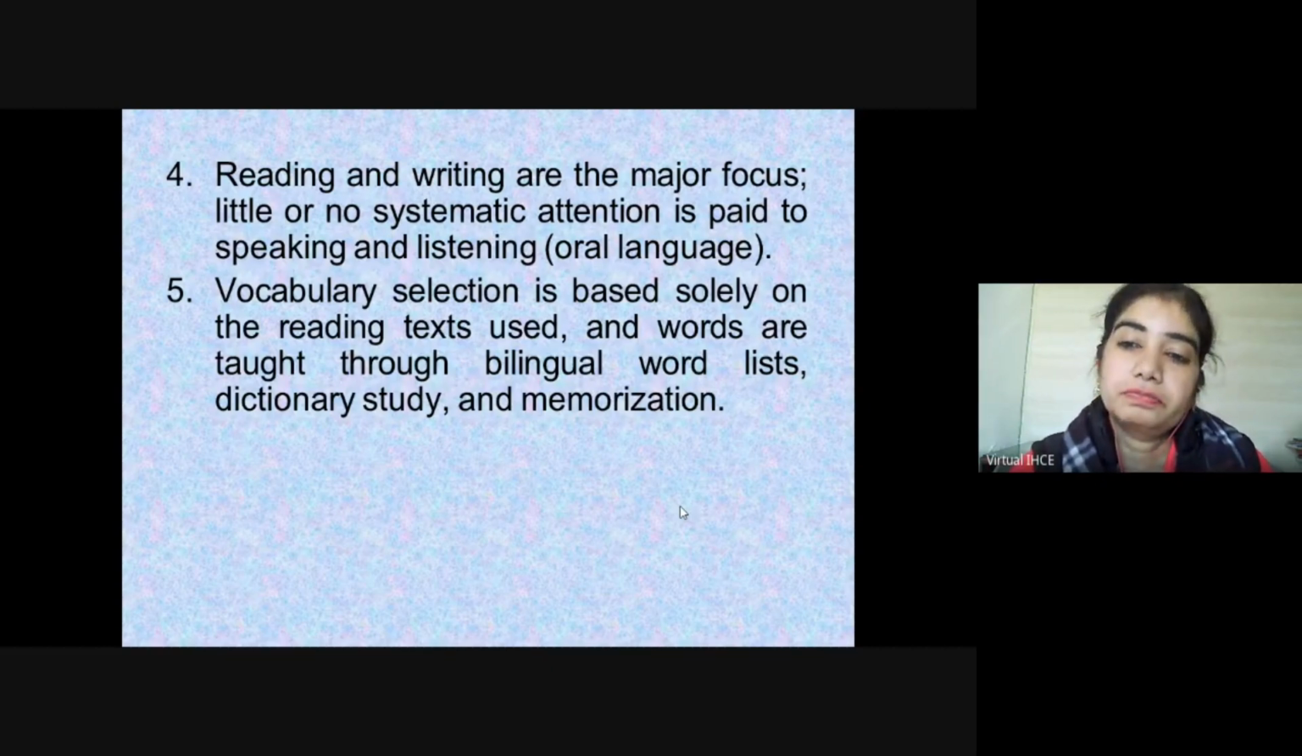Okay, and the words are taught through bilingual word lists. That means that they are taught in the mother tongue, and the meaning of a particular word is given in the mother tongue. For example, you can say that boy is what? Ladka. That means they are translating it in Hindi. Girl means ladki. So this way the teacher is teaching them through translation.